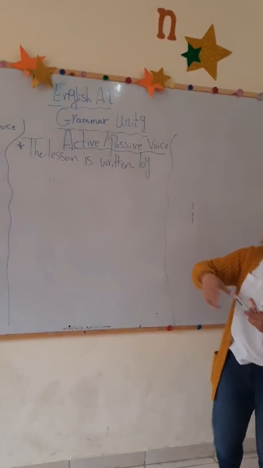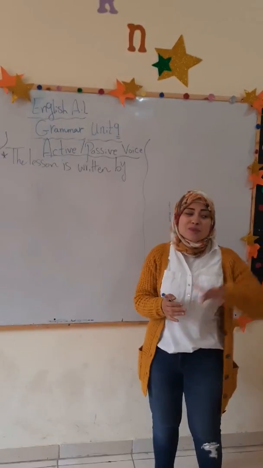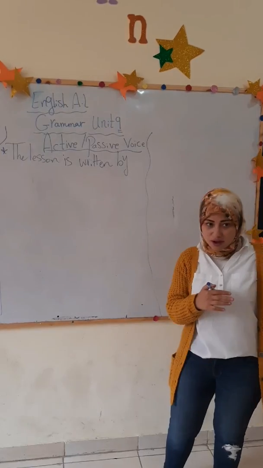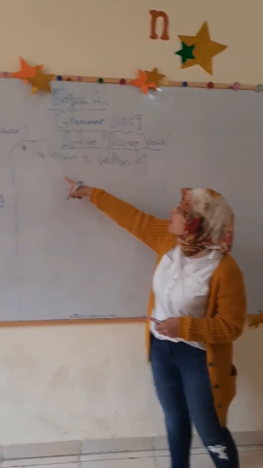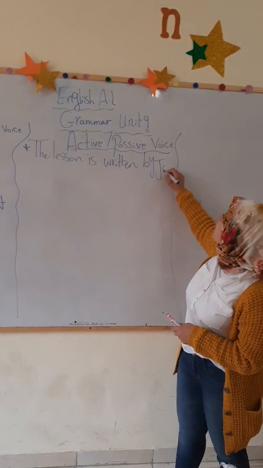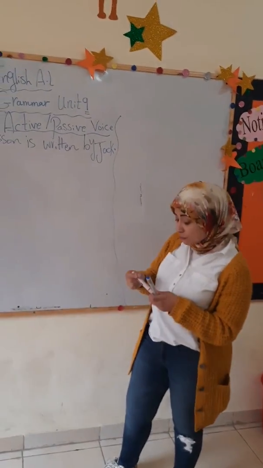And notice something here, as we said before, it's okay to mention the subject of the sentence, but at the end of the sentence. Why? Because it's not important now. I don't care about the subject. So I can say here, the lesson is written by who? Jack. That's it. Okay? So let's move to something else.